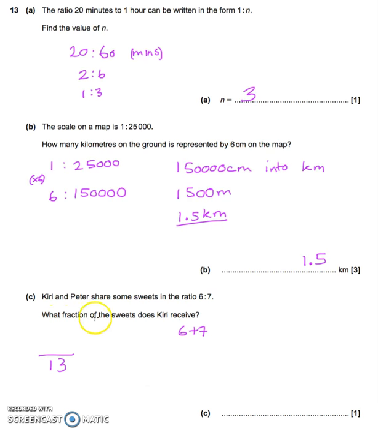And then you've got to work out what fraction of the sweets Kiri receives. Well, Kiri's the first name, so she's the first number. And you write down 6 on top of your fraction. And that's how easy it is to turn ratios into fractions. 6 over 13.